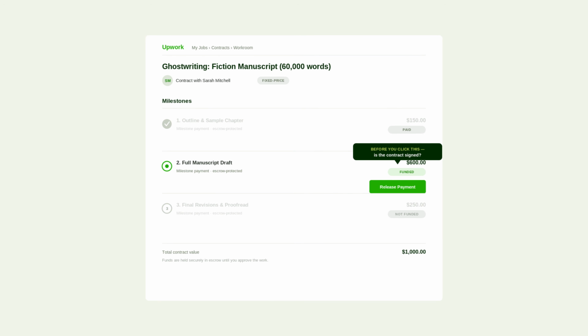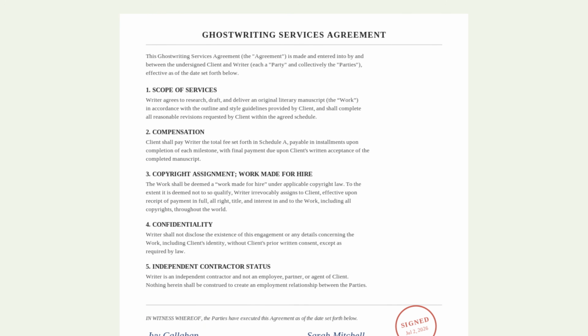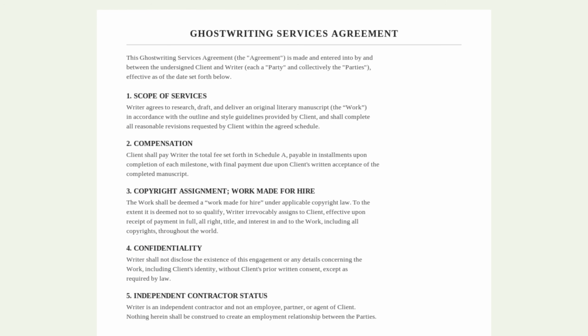And on Upwork, you pay writers in stages called milestones. So before you release that first payment, make sure you have that contract already there that includes language that transfers the copyright to you. If you're using a different platform, same rule. Get it in writing before any work begins. And honestly, that's the easier one to fix.